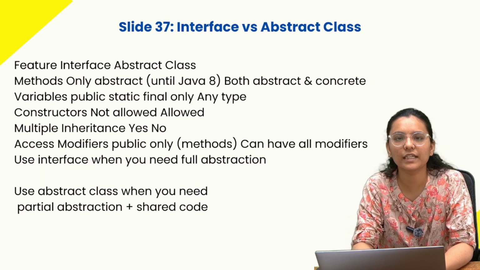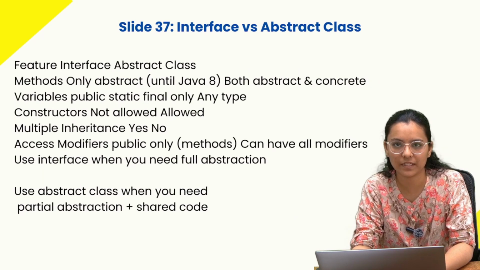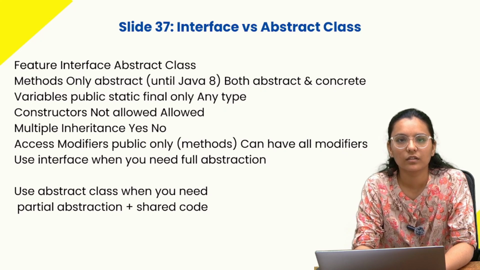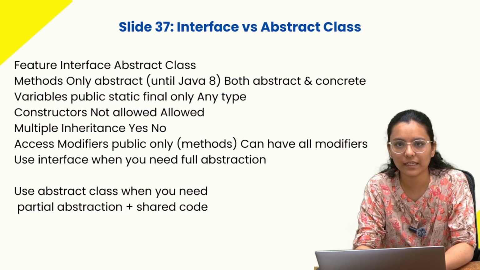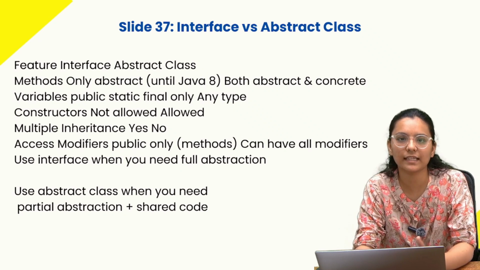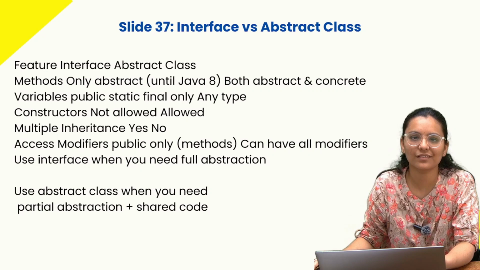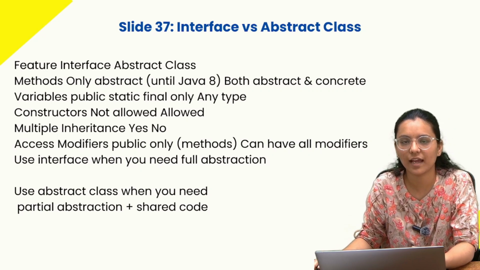Here is the difference given between an interface and an abstract class. The main difference is that an interface can be used for achieving multiple inheritance. The second is that an interface allows only abstract methods, but an abstract class has both abstract methods and concrete methods. So these are the differences between an abstract class and an interface.